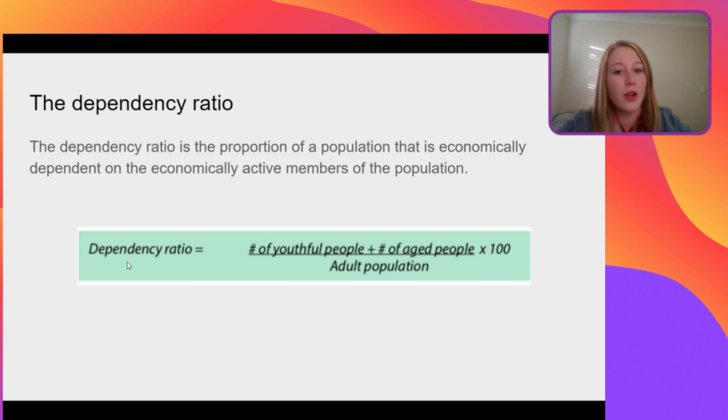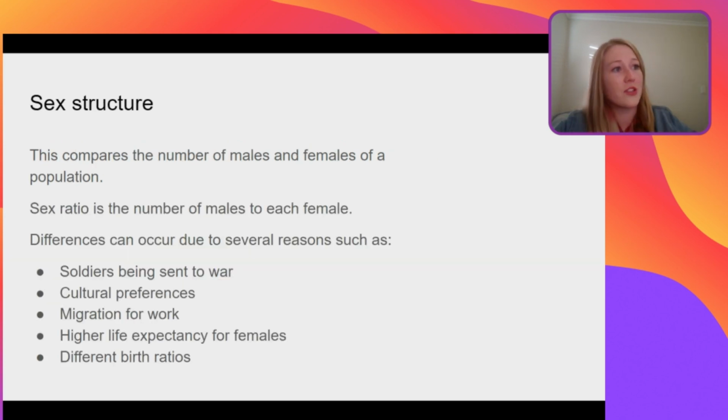Now, I'm not going to go into a lot of depth with sex structure, because sex structure looks at the ratio of males to females, or men to women. We look at this when we want to understand things like work patterns or birth rates or even life expectancy. So, for example, I believe women have a longer life expectancy than men. But if we're looking at things like, I have over here, migration for work.